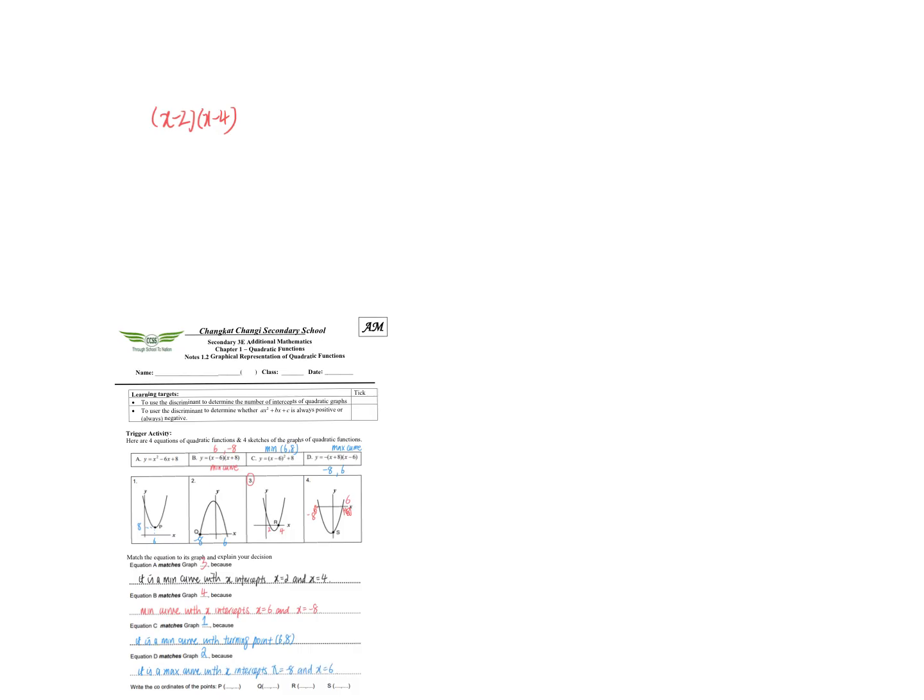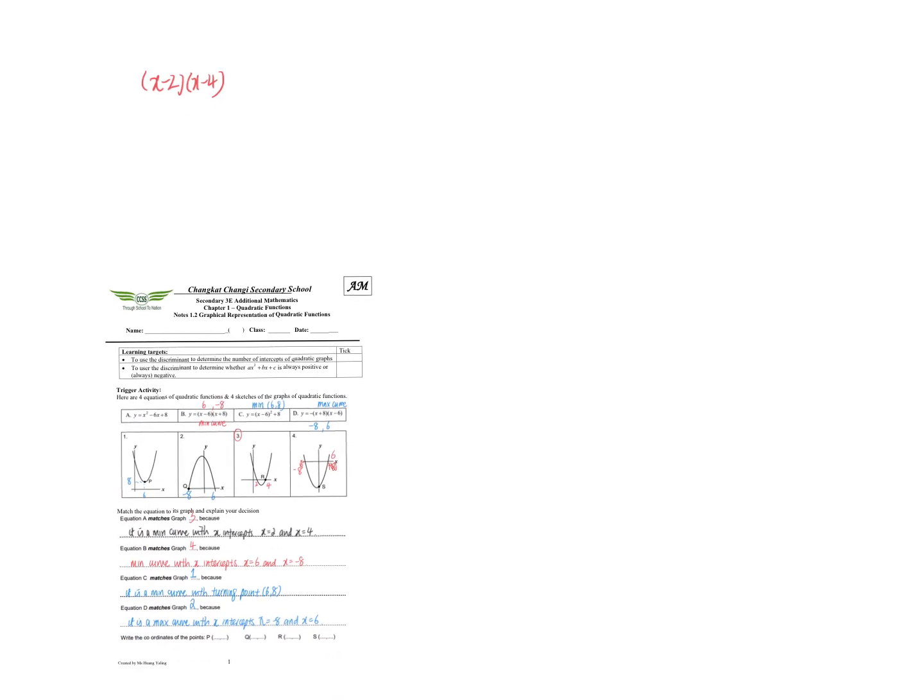Okay, so if you are careful, we want to find the coordinates of P. It is 6, 8. Q is minus 8, 0. R is 4, 0. And then S is your y-intercept.